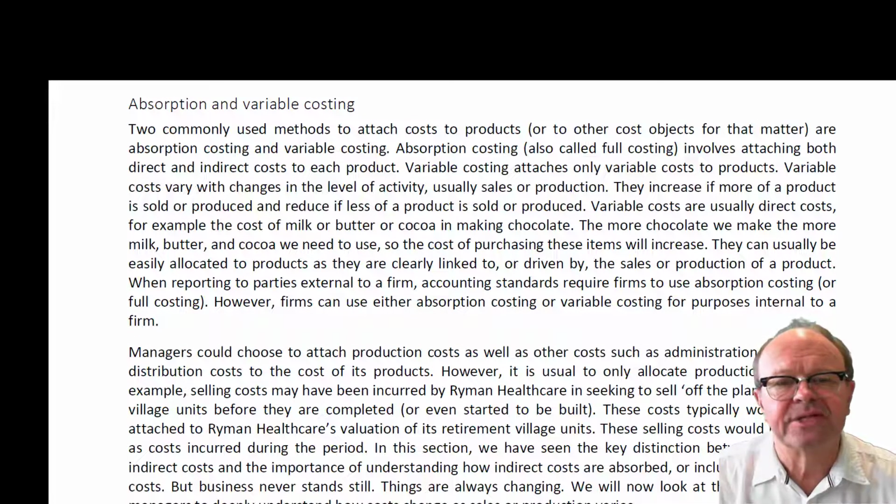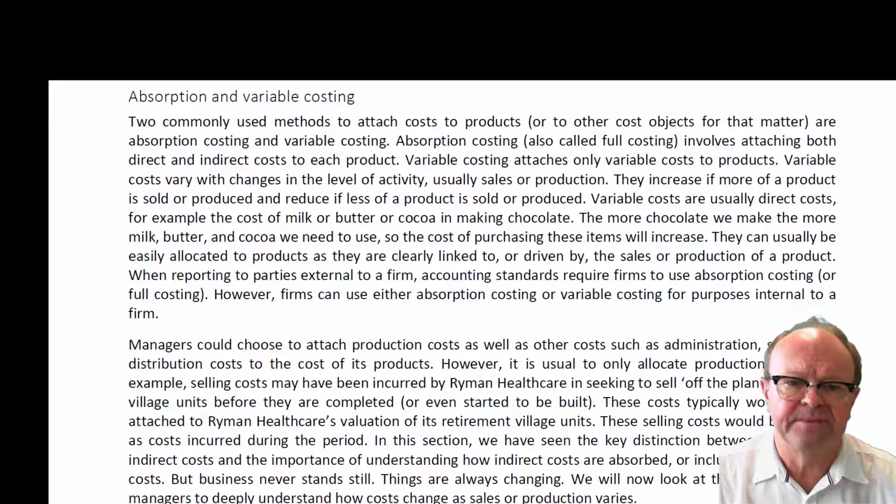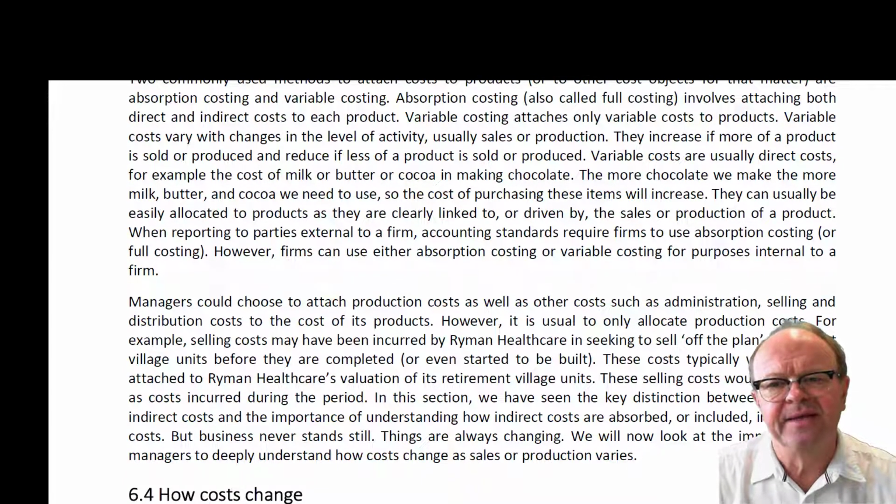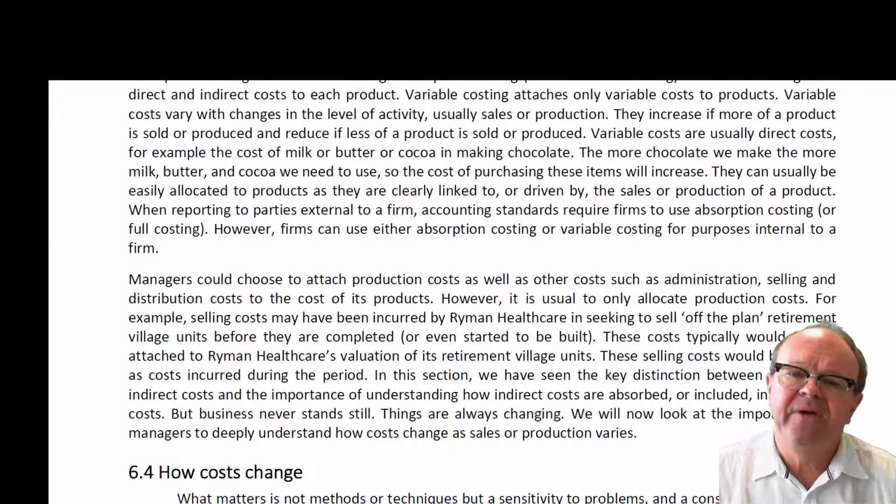Absorption and variable costing. Two commonly used methods to attach costs to products, or to other cost objects for that matter, are absorption costing and variable costing. Absorption costing, also called full costing, involves attaching both direct and indirect costs to each product. Variable costing attaches only variable costs to products.